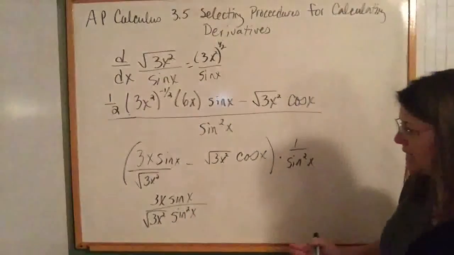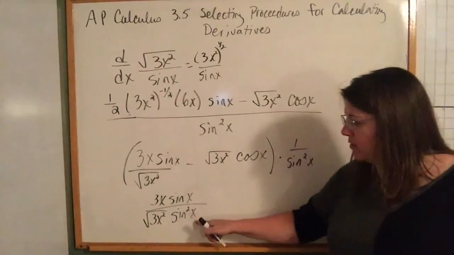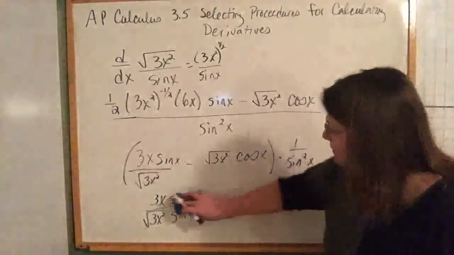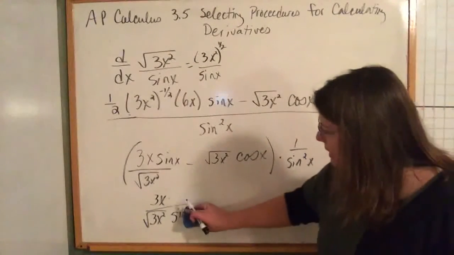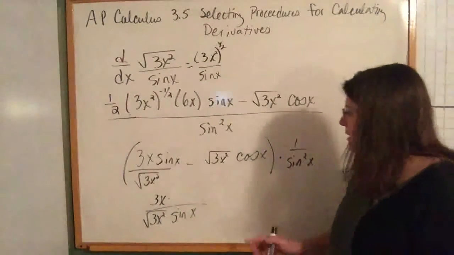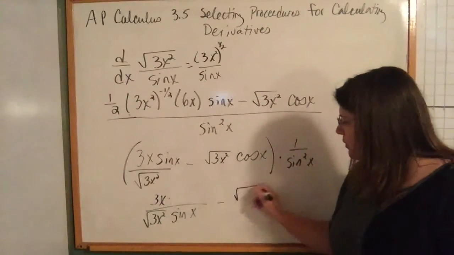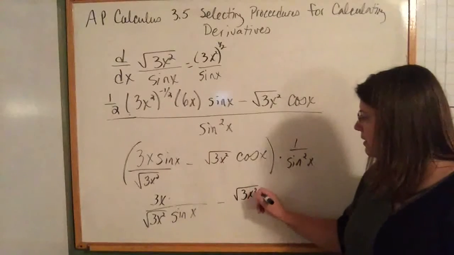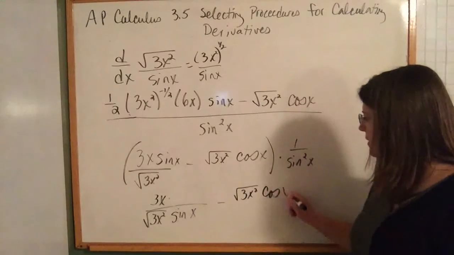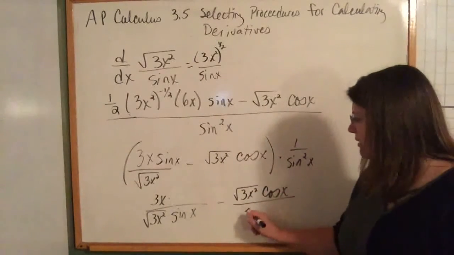Now, hopefully you recognize sine x over sine squared x. That will cancel. So I can get rid of that sine and get rid of the square. Then if I multiply this one, I'll have minus the square root of 3x squared cosine x over sine squared x.